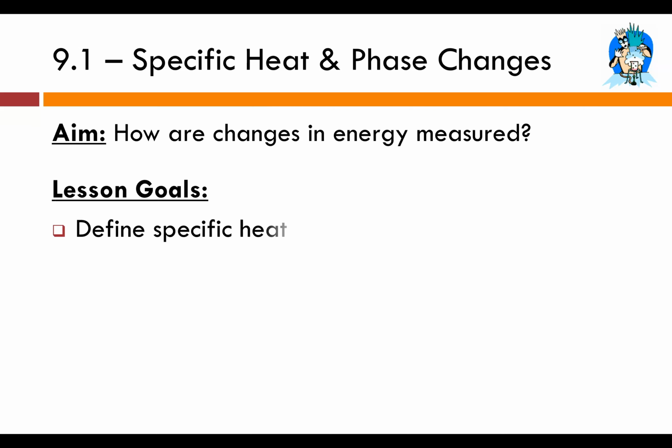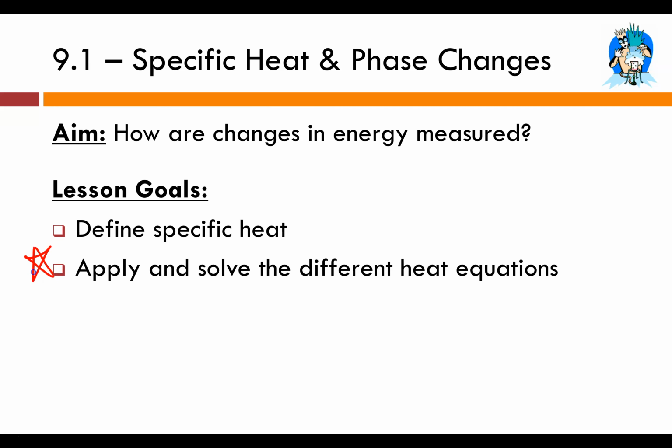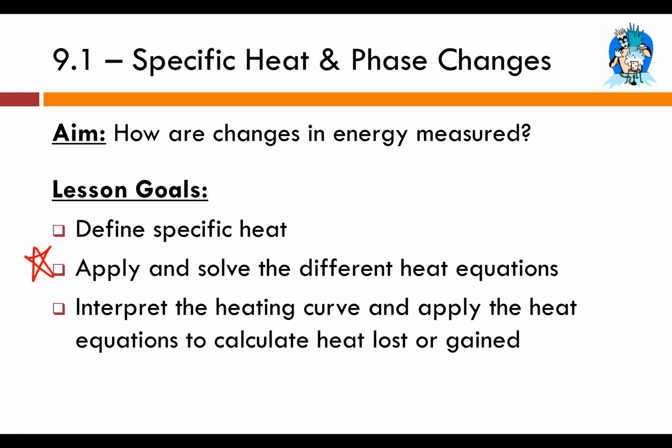Goals for today's lesson. You should be able to define what specific heat is. We'll take care of that right off the bat. Big one for today has to do with applying and solving different heat equations. There are a total of 3 of them. And finally, we're going to interpret the heating curve. This kind of came up in lesson 7.3. And apply the heat equations to calculate heat lost or gained. So really just an application of those heat equations.